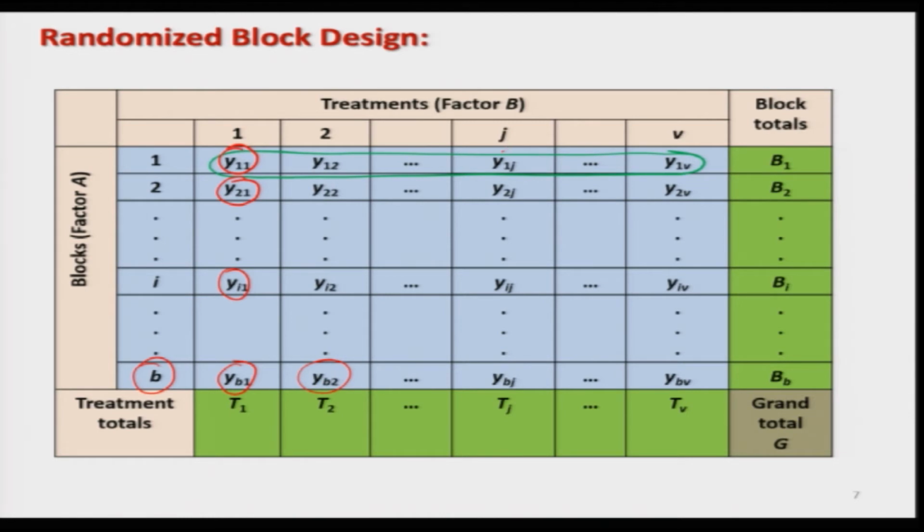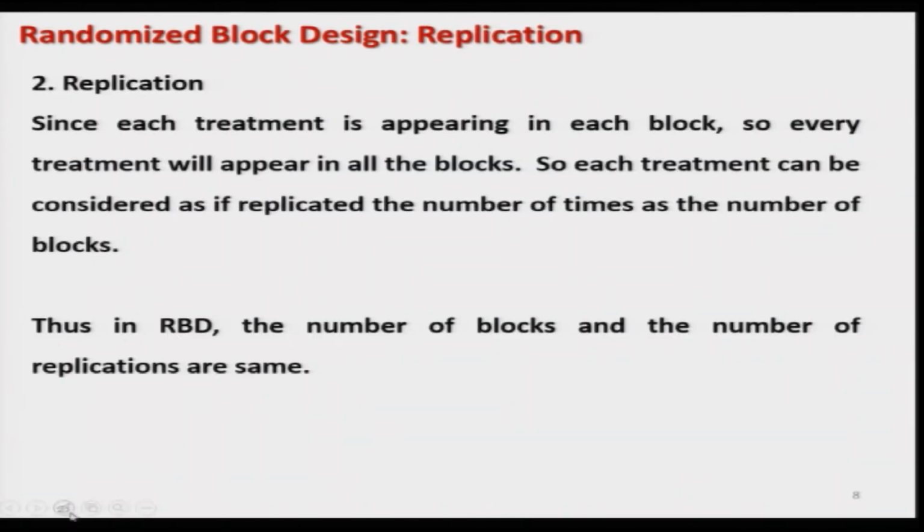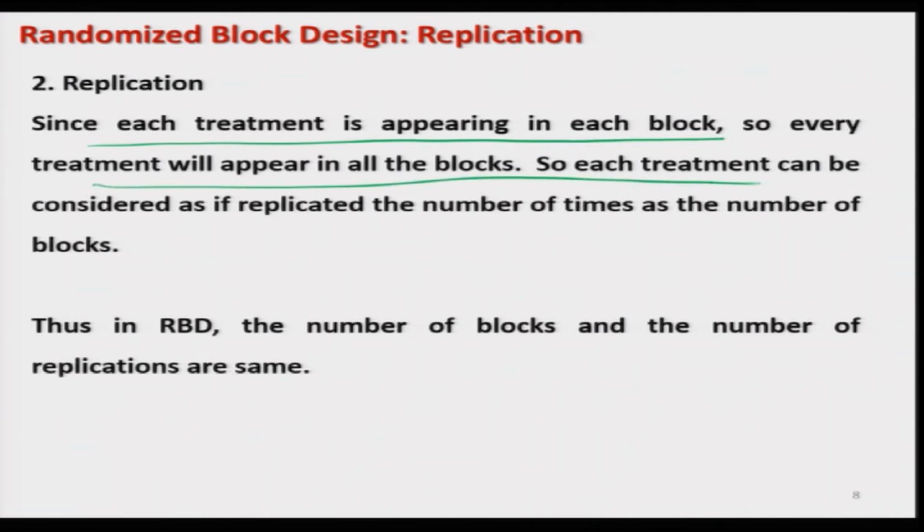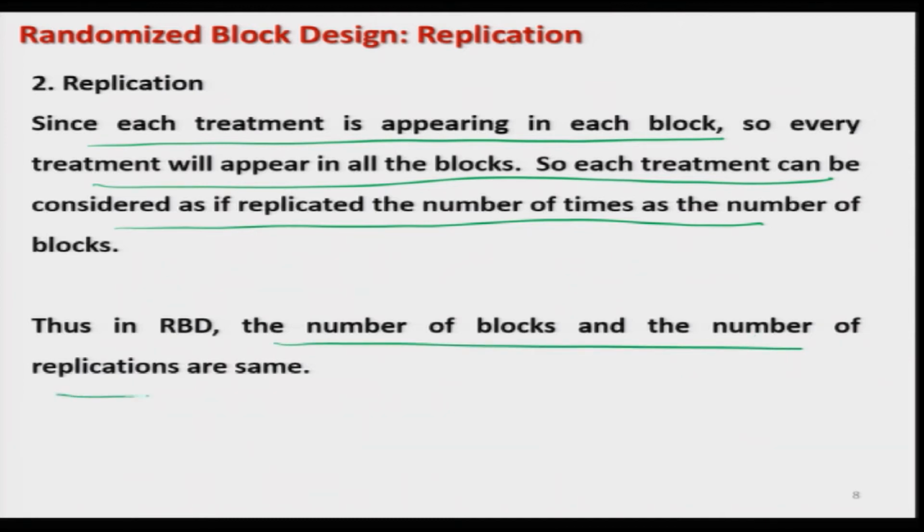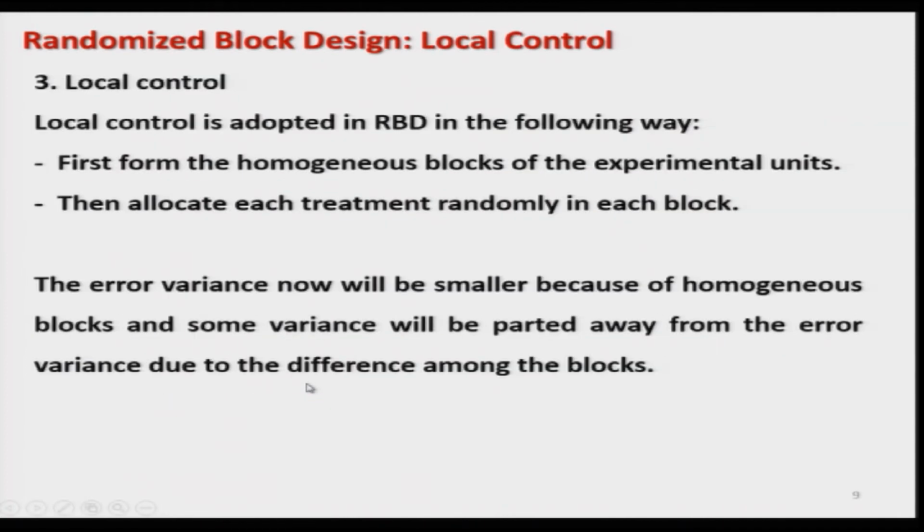For example, here treatment number J is occurring in block number 1 here, block number 2 here, block number I here and block number B here. So this is how we try to use the principle of replication. Since each treatment is appearing in each block, every treatment will appear in all the blocks. So each treatment can be considered as replicated the same number of times as the number of blocks. Now the number of replications for each treatment can be the same or can be different. But when we talk about the randomized block design, under this setup the number of blocks and the number of replications are always the same. That is what you have to keep in mind.